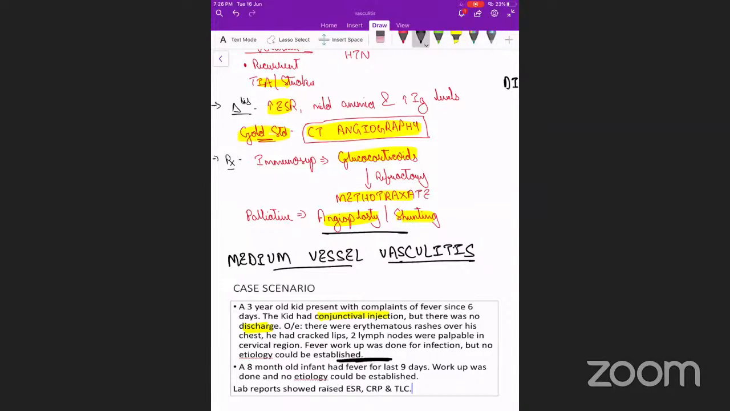What is the second case now? An 8-month-old infant had fever for the last 9 days. Workup was done and no etiology could be established. Since it was a long duration fever, more than 3 days, they did all the serology, worked up for all the infective etiology, but they couldn't come up with a proper diagnosis as to what caused the fever. Lab reports showed this. What can be the diagnosis for this? What can they think of now?